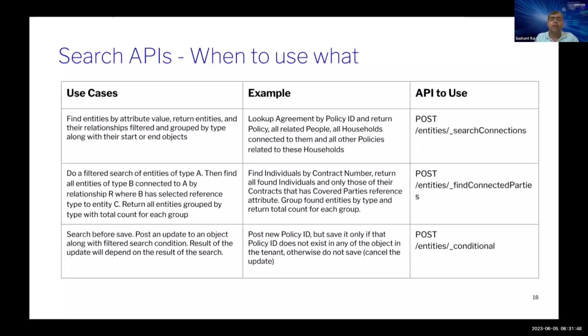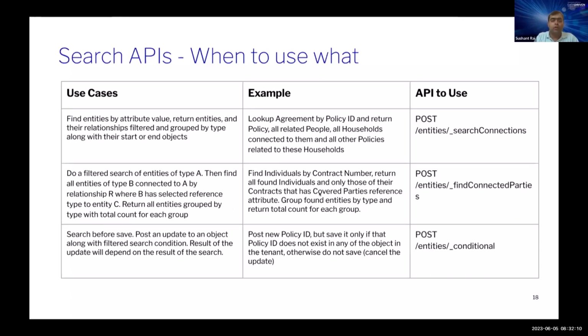you are looking up an agreement by policy ID. That returns the policy, all the related people, all households connected to them, and all policies connected to those households. All that can be done with one API endpoint, which is underscore search connections. This is how powerful it is. One API call giving you multiple types of results aggregated.